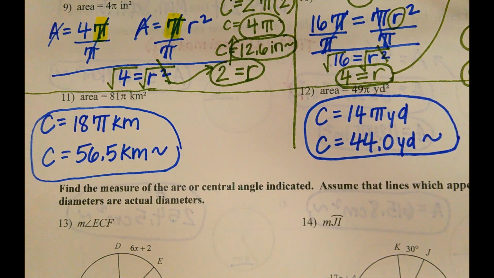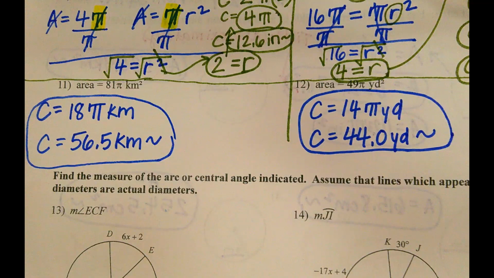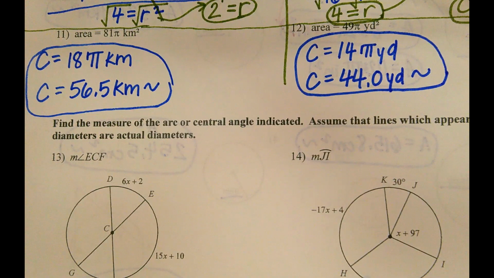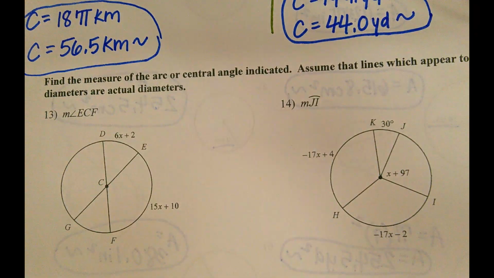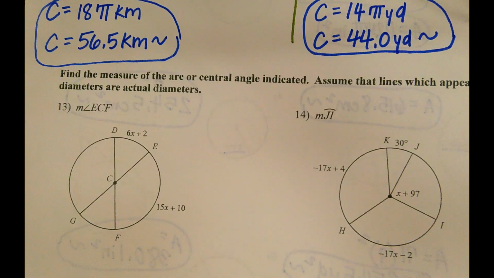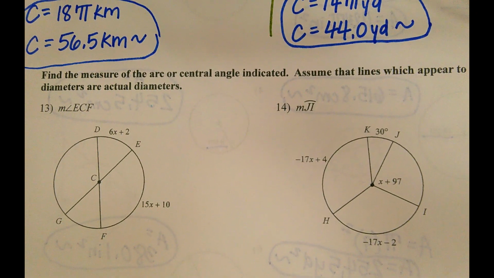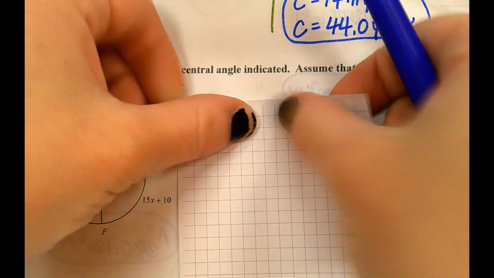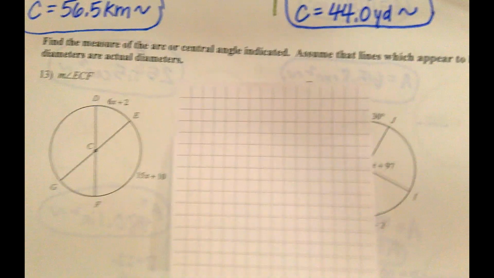All right. Now we're moving on to the trickier stuff. Near the end of the week, we started solving for central angles or arcs. So remember that the relationship between central angles and their arcs is that they are equal. So it doesn't matter if you're given an angle or an arc, the measures are the same.